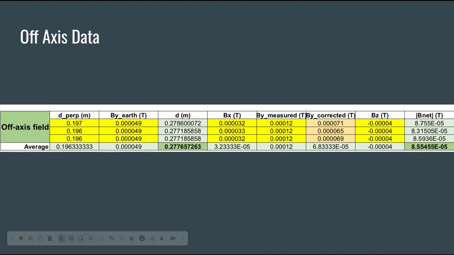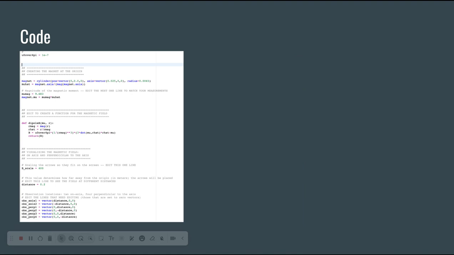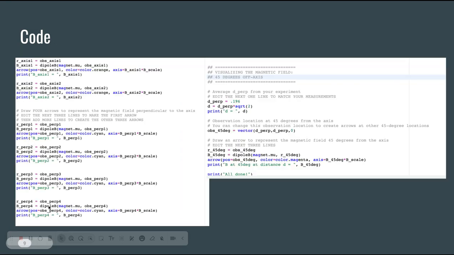And here's our off-axis data, just as well. And here's the code for the computational portion of this lab. So we have the dipole B. This is where we put in what we found the magnitude of mu to be. Here's where we define the B field from a dipole. B scale just scales the lines so we can see them. Here's where we put our observation points, and here's where we display our observation points. Yada, yada, yada. You all know how this goes.